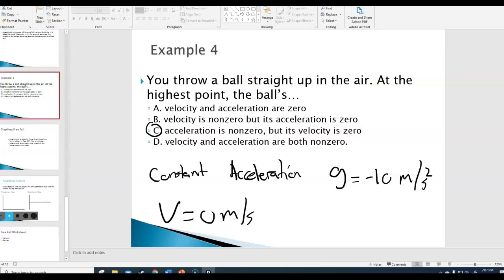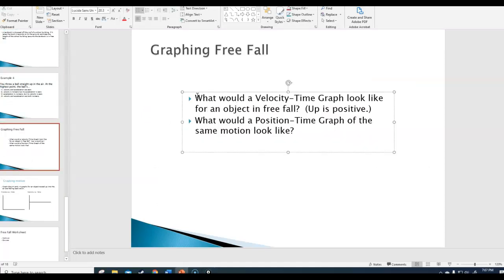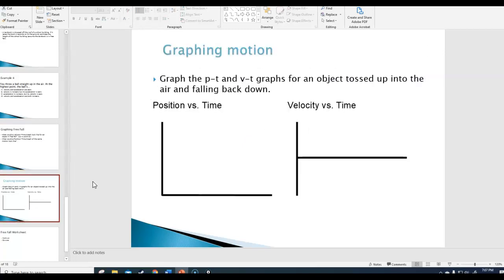Alright, and the very last thing I want to show you guys is not really an example, but something we talked about in the last unit about motion graphs, about what position time graphs and velocity time graphs look like. Okay, so I just want to kind of sketch this for you. It says to graph the position time graphs and velocity time graphs for an object tossed up into the air and falling back down. Okay, this is a situation, by the way, where you need to make sure that you understand that what the graph looks like does not necessarily tell you what the object is actually doing.